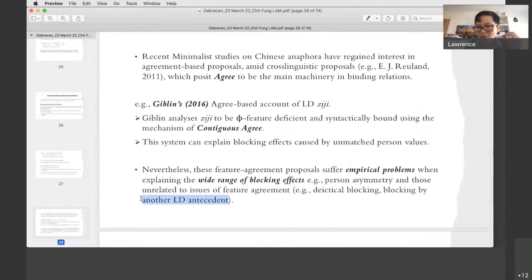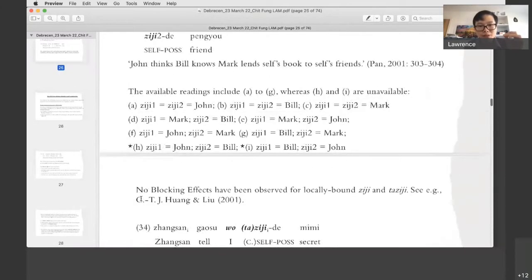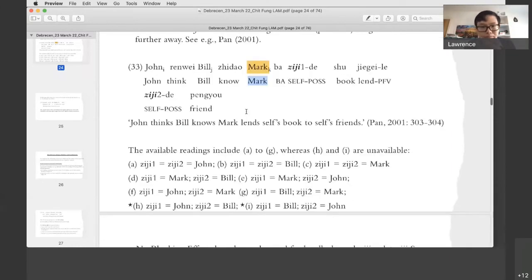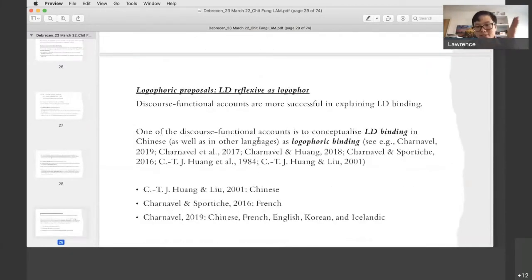At the same time, we have also talked about identical blocking as well as blocking by another long distance entity, a long distance antecedent, like the very complicated one that we just looked at, where all the instances are third person. So there's nothing about person or mismatching person features at all. Then why would blocking happen? So this is an empirical problem: if we adopt a feature agreement proposal, then some extra formulations must be included in order to account for these exceptional data.